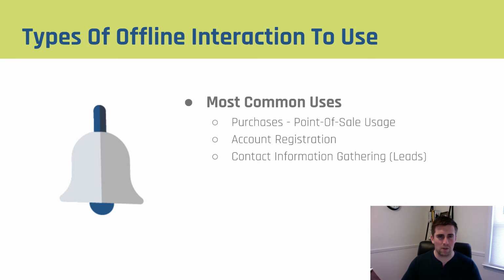So, the types of offline interactions that you can typically use. Most common are purchases, these are point of sale usage. This is where I see 95% of people who have a brick and mortar store uploading and using it on Facebook, either targeting ads to get people to come to the store, or if they've got an e-commerce site, selling to them there. You can also do account registration or contact information gathering leads.